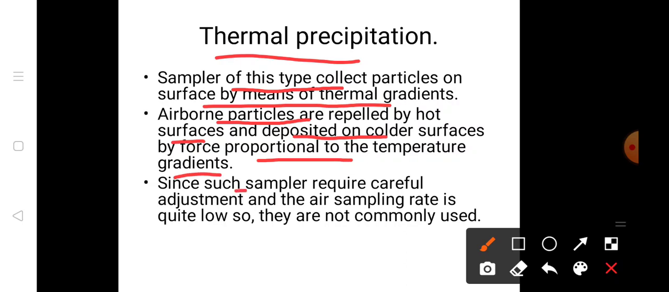Since this type of sampler requires very careful adjustment, and the air sampling rate is quite slow, it is not commonly used. The thermal gradient sampler is not used compared to the other types. This is all about the enumeration of microorganisms in the air.